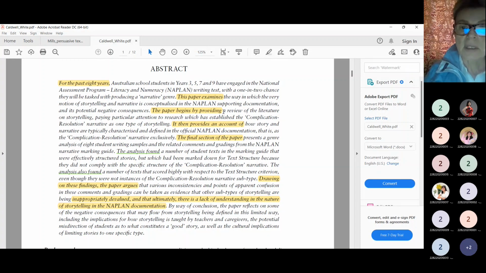And notice, when they provide the development stage, and they say, we will begin with the literature review. Well, that's very interesting. They know that the literature review is important. But why didn't they, after they said what they will examine, tell us something about the problem? Or did they? So they will be examining the notion of storytelling and narrative, how they are in NAPLAN supporting documentations and its potential negative consequences. Do we have here a dialogic stage or not in this abstract?